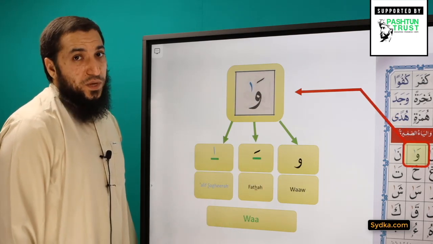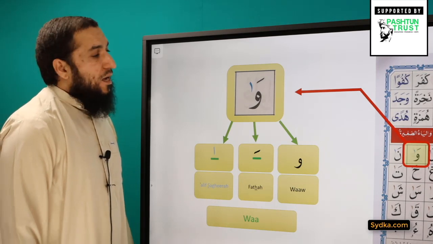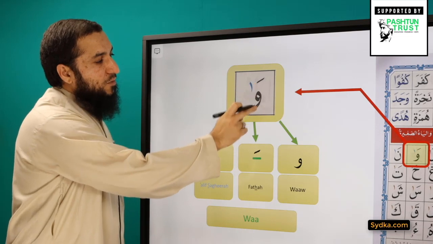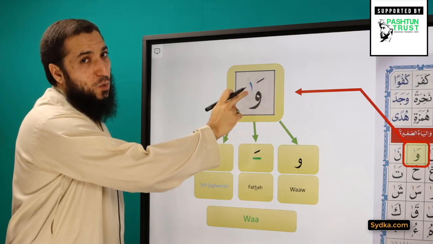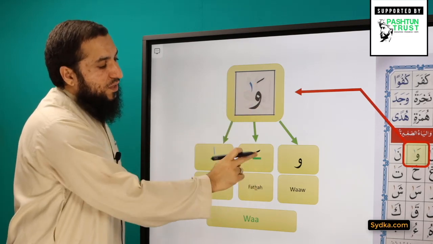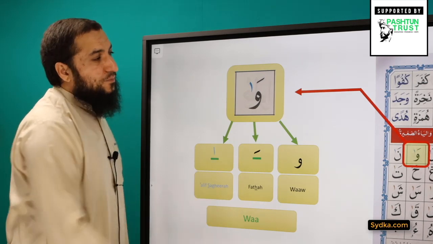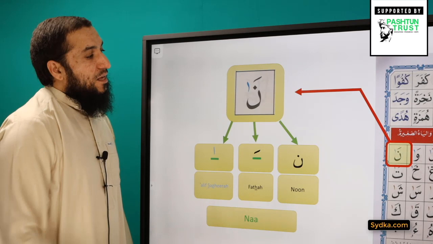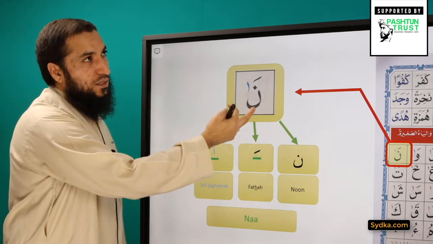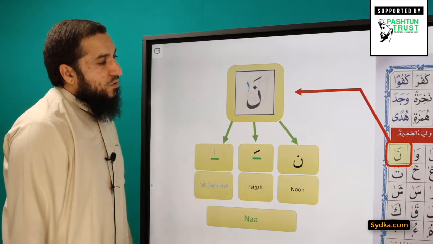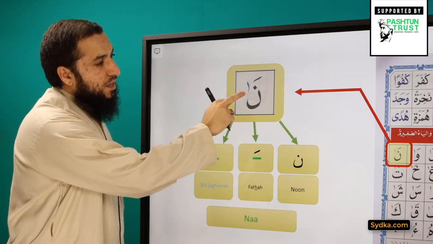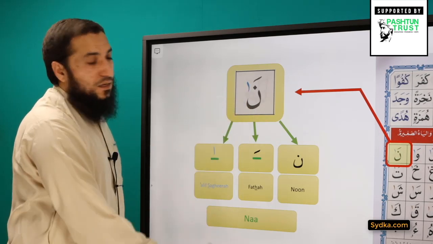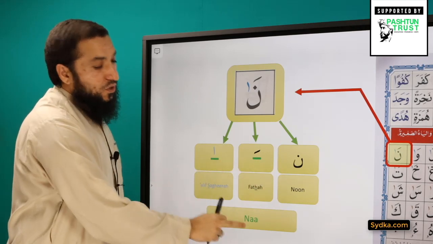The next syllable we have is wa. Waw is light. Waw has fatha on top of it. Waw fatha alif saghira wa. The next syllable we have is na. Noon, which is a light letter, has fatha on it and alif saghira. Noon fatha alif saghira na.